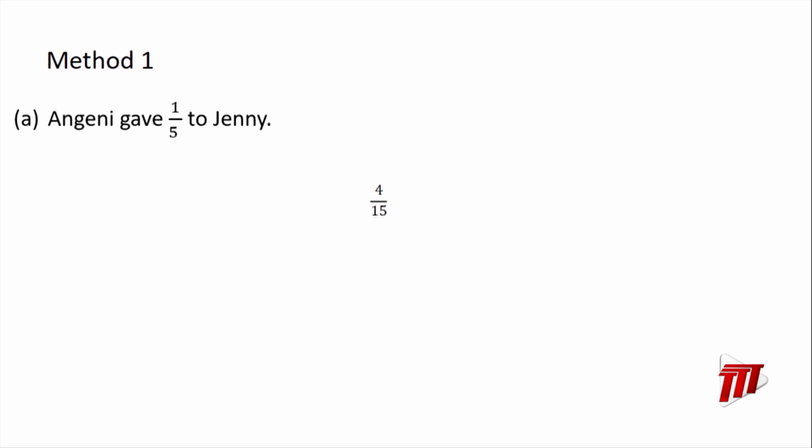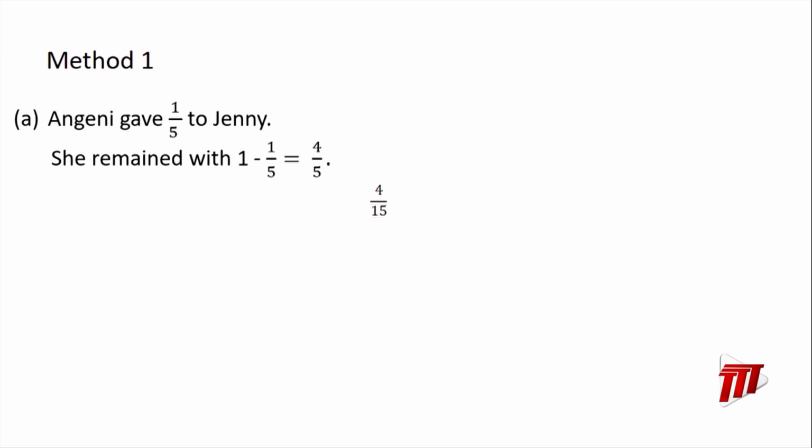So the first method involves finding how much remained after Jenny got her 1/5. So that would be how much Anjani remained with, and then we're going to find 1/3 of that remainder to get the fraction that Paul got. So Anjani gave 1/5 to Jenny, so that comes out. So she remained with 1 minus 1/5. Now if you have 1 whole minus 1/5, remember 1 whole is 5/5. 5/5 minus 1/5 would give us 4/5. So she remained with 4/5 of those mangoes.